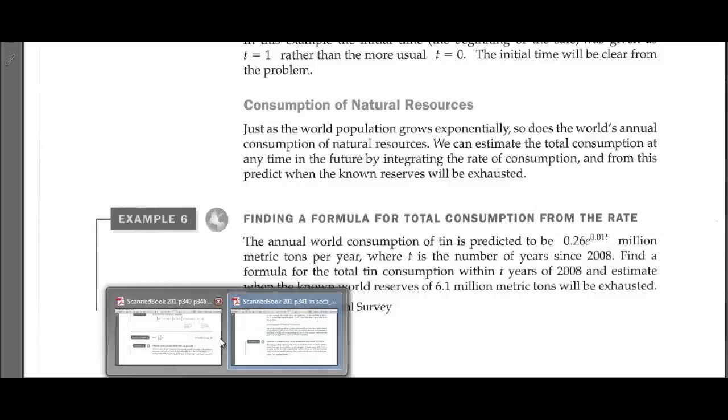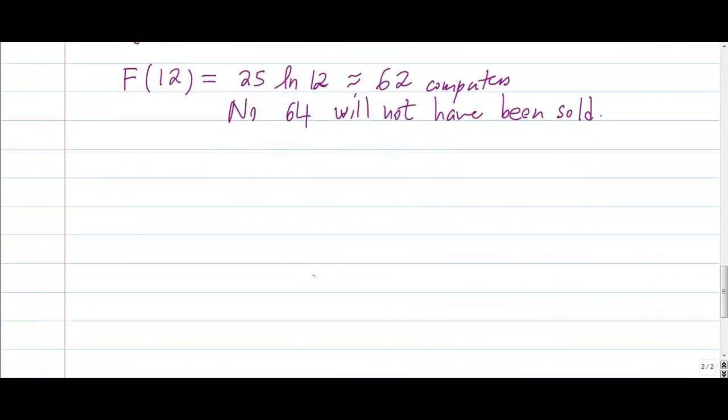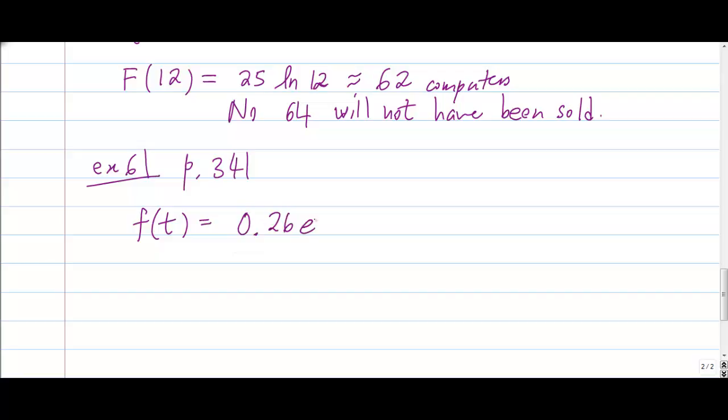So let's do this. They told me, and this is on page 341 in your book, example 6, the formula they give us: F of t equals 0.26 e to the 0.01 t. t is the number of years since 2008. Find a formula for the total tin consumption.